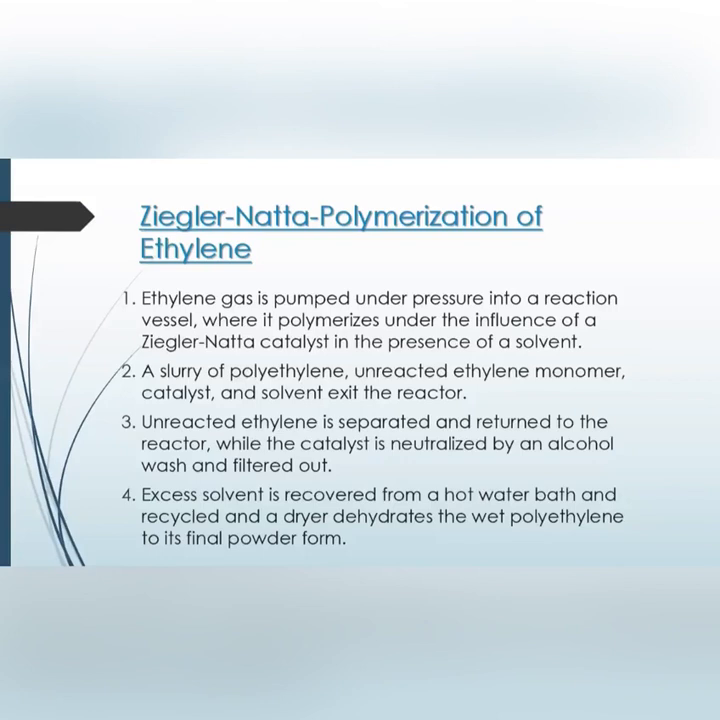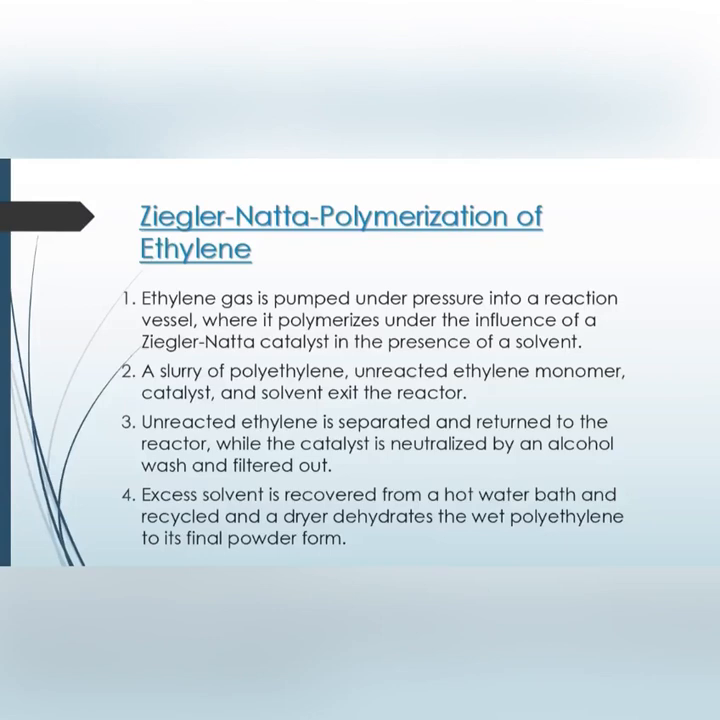Second, a slurry of polyethylene, unreacted ethylene monomer, catalyst, and lastly solvent will exit the reactor. Third, unreacted ethylene is separated out and returned back to the reactor. Meanwhile, the catalyst is neutralized by an alcohol and will be washed and filtered out. Fourth, the excess solvent is recovered from a hot water bath and recycled back, but at the same time, a dryer dehydrates the wet polyethylene to its final powder form.